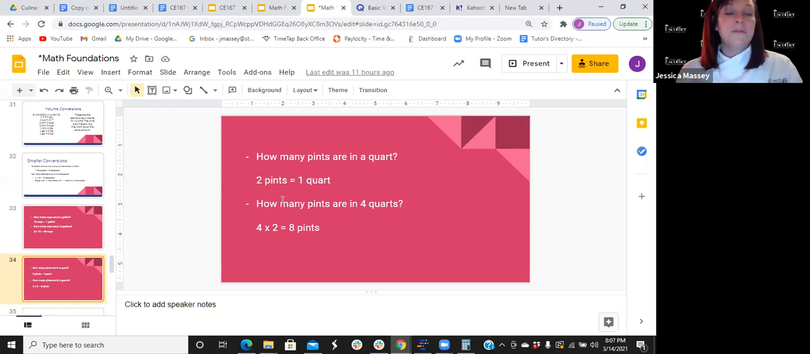So trying this one out, how many pints are in 4 quarts? We know 2 pints equals 1. So you take your 4 quarts, you multiply it by your 2, and that gives you 8 pints. How are we feeling with this concept?